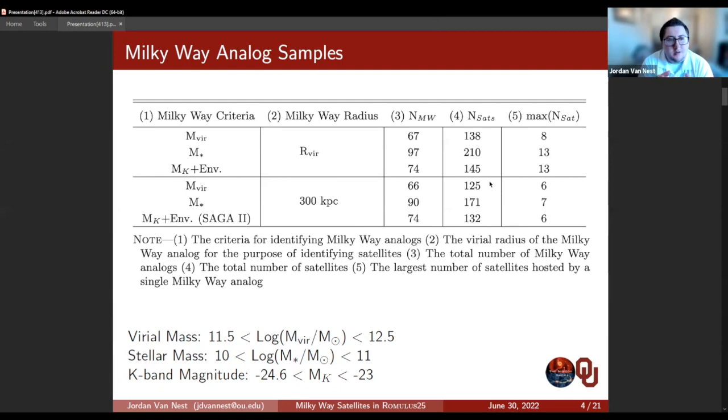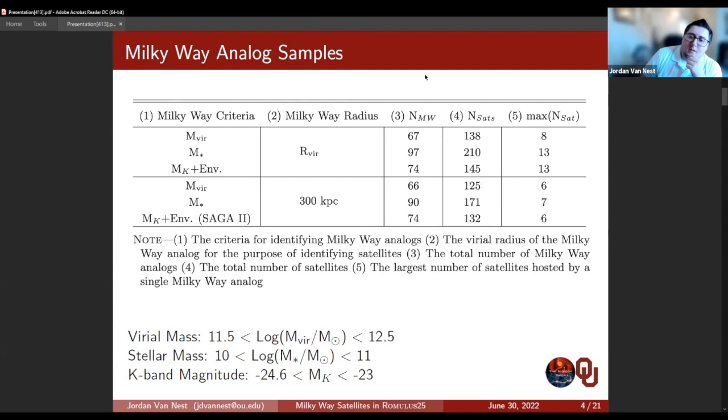And so when we set out doing this, we thought we had a pretty good idea of what this would look like. It seemed that our definitions were getting increasingly restrictive as we go down this list on the table. We were picturing our samples in a hierarchical manner, where we'd have a very large virial mass sample, and inside of that would be a stellar mass sample, and inside of that is the K-band and environment, SAGA 2 cut.